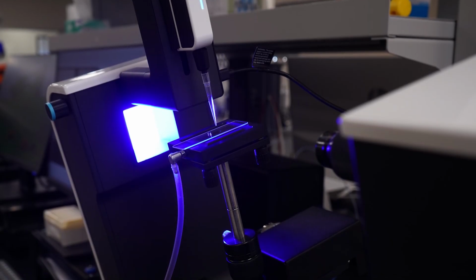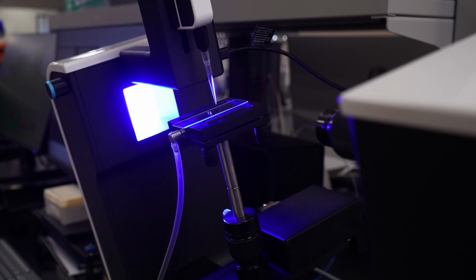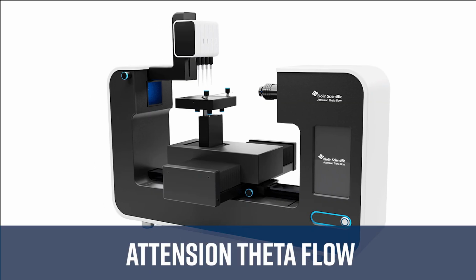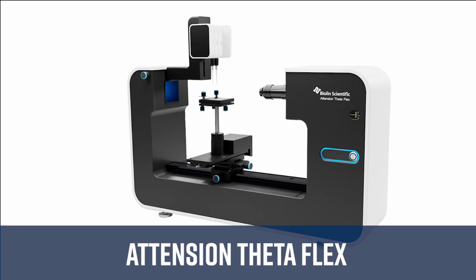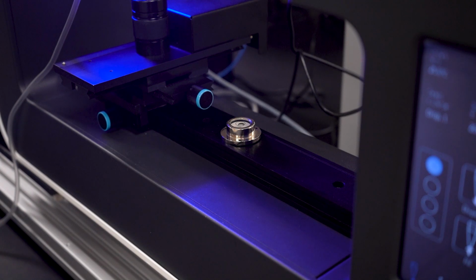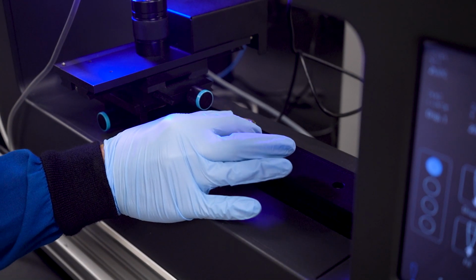Today we are going to use the tilting cradle to run a tilting contact angle measurement. I'm using the Theta Flow, but this accessory is also compatible with the Theta Flex. Before you begin, use the included bubble level to zero your tilting cradle. You can manually adjust the instrument's feet or use the software's tilting controls.